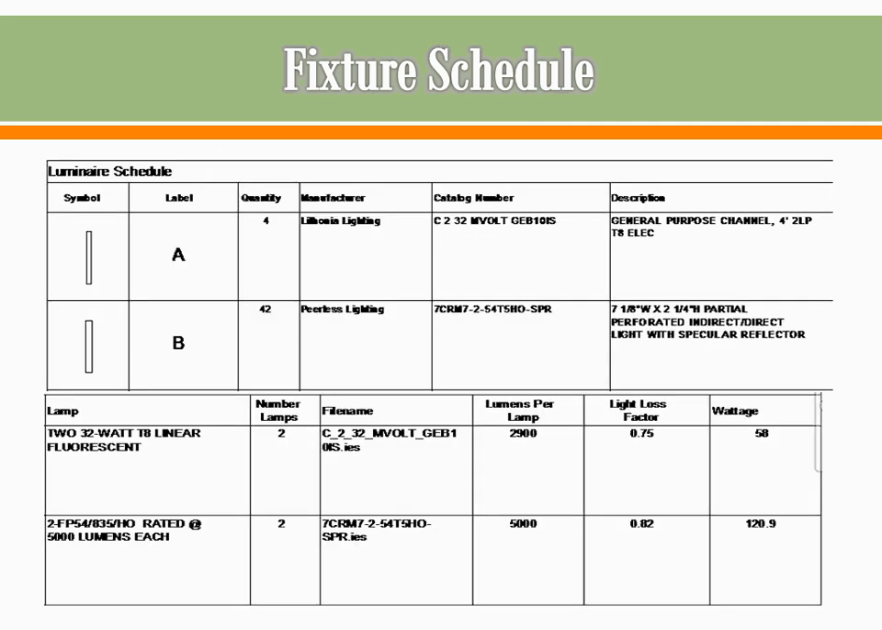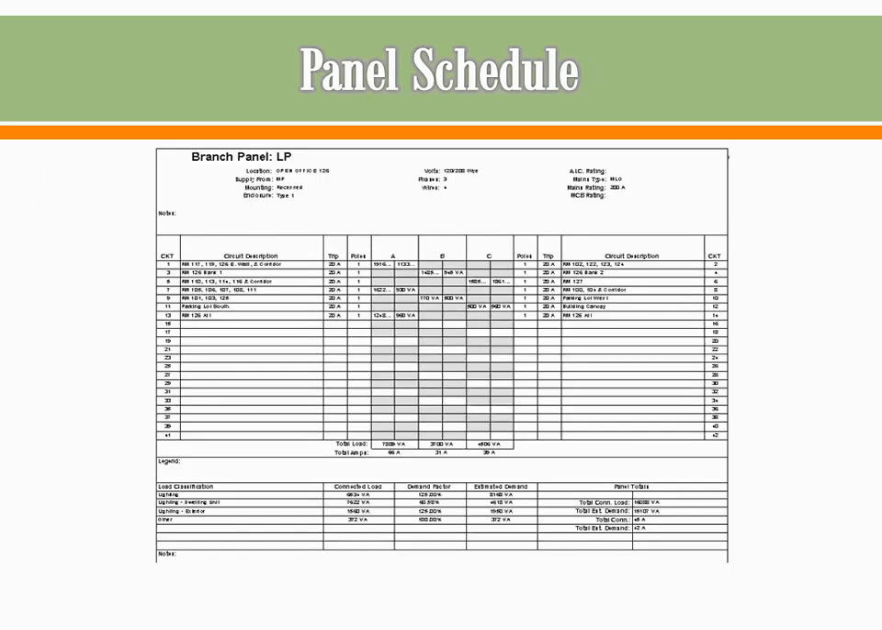This is just kind of a larger view for that. I'm going to read it left to right so you can see. Like for the open office, the symbol for that one was A, or I'm sorry, it was the B one right here. So that's the lighting for that. We use a wattage and we use a light loss factor. Some of them were at 0.75, we use a standard unit of 0.2. So this is the panel schedule.